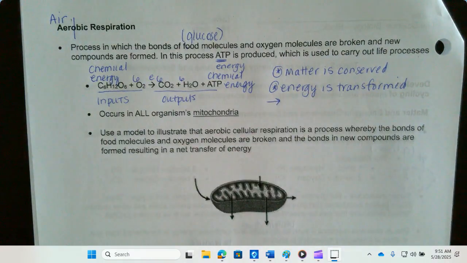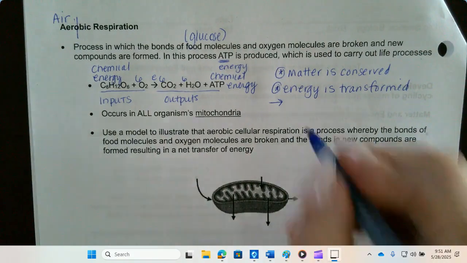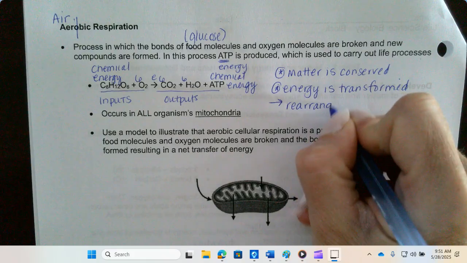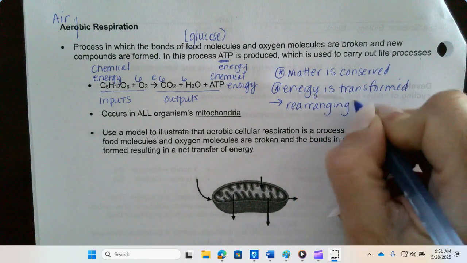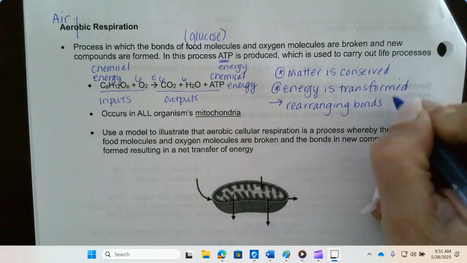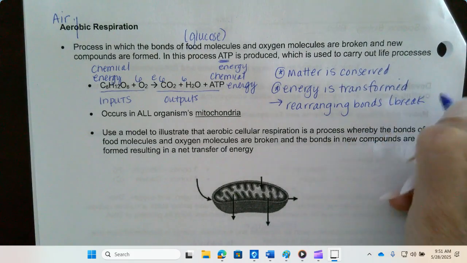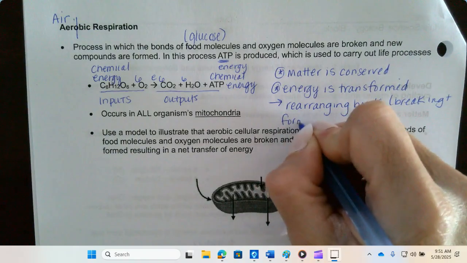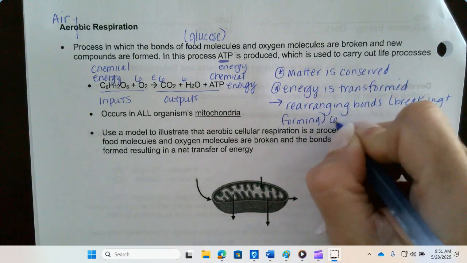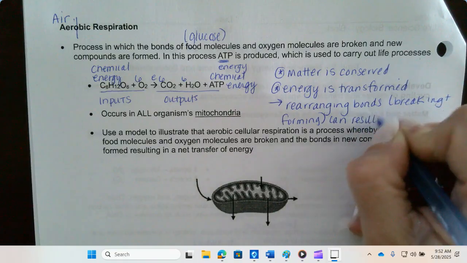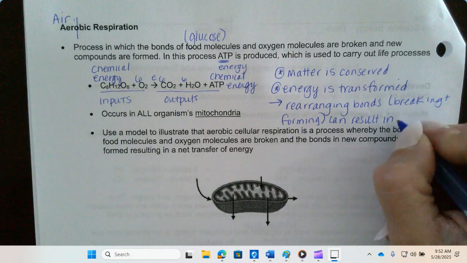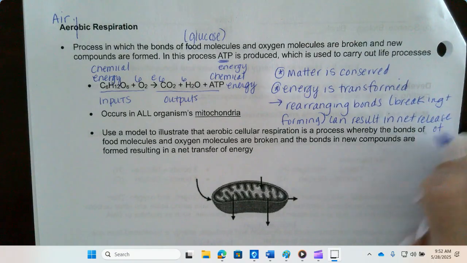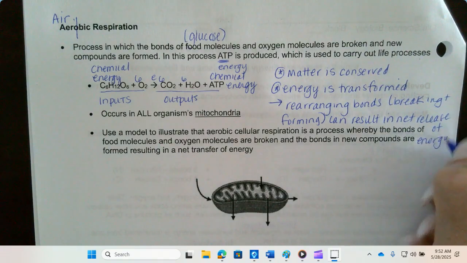And in this case, what we're doing is rearranging bonds. When you rearrange bonds, you may release energy or you may store energy. So rearranging bonds just means that you're going to break. We have the breaking and forming. These can, not always, but they can result in net release of energy. A lot to fit in this spot, sorry guys.